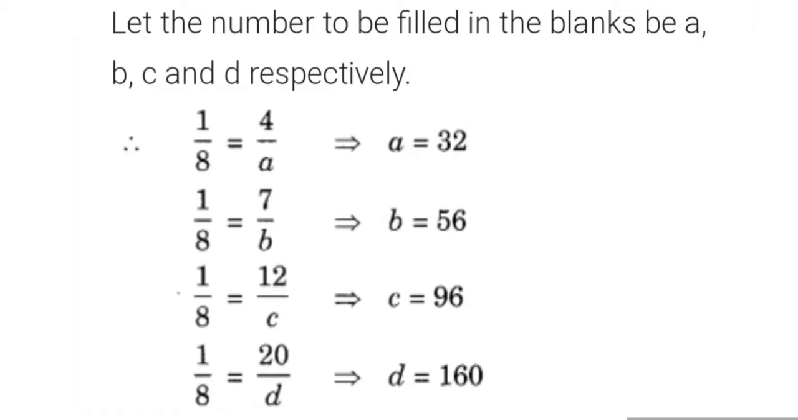Second one, again we will compare, 1 upon 8 is equal to 7 upon B. Now again cross multiply. So B is equal to 7 into 8, means B is equal to 56. Then again we will compare the third one, 1 upon 8 is equal to 12 upon C. Now cross multiply. So C is equal to 96. Same as the last one also we will compare, 1 upon 8 is equal to 20 upon D. Now cross multiply. So D is equal to 160. So the values are 32, 56, 96 and 160.